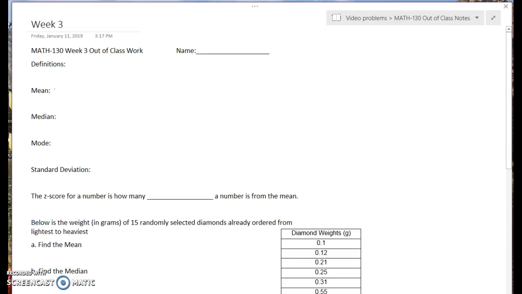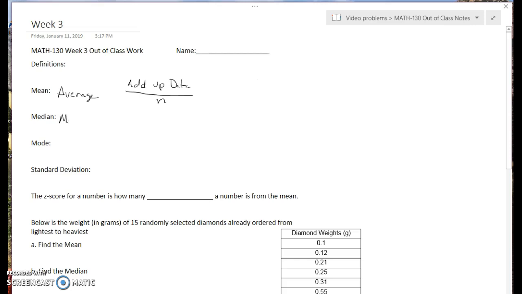Some definitions. Mean is what we like to call the average, and it's the way most people think. Most people have an idea of what the average is, but how you find the average is you add up all your numbers, and then you divide that by the number of data points you have. We use the letter n for this. N refers to the number of data points we have.